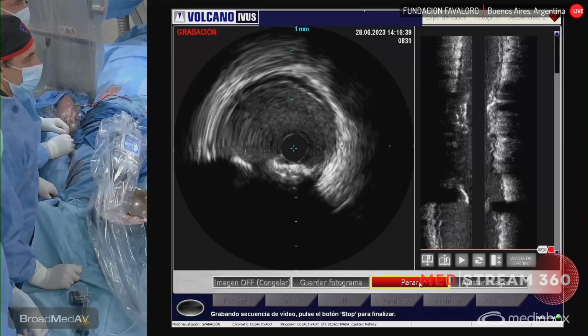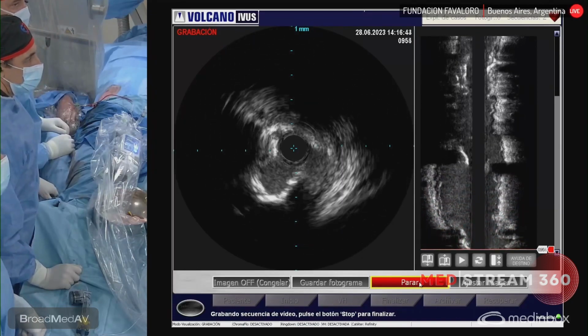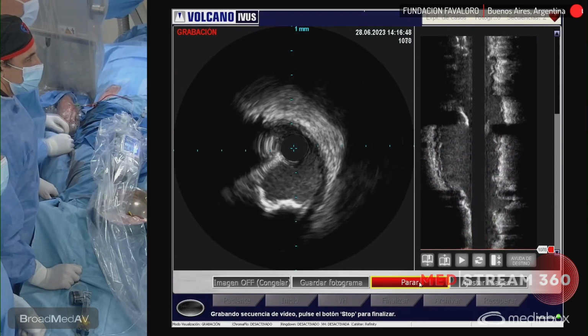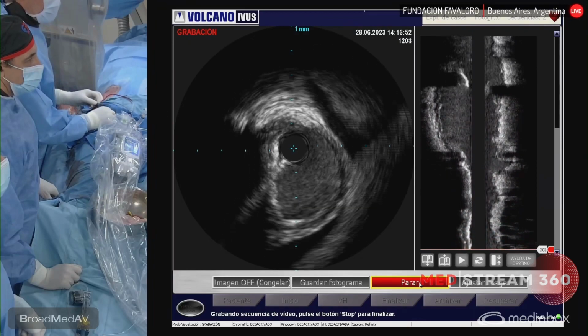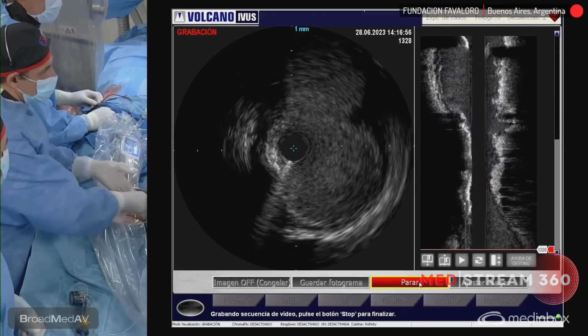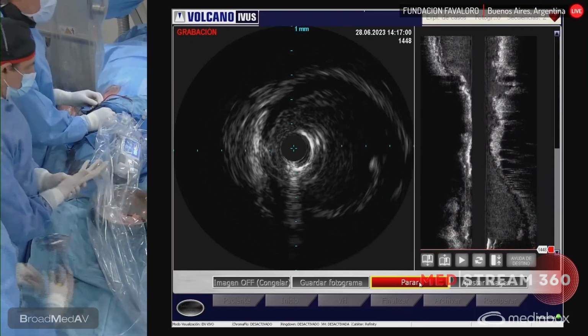And this is the proximal LAD. The proximal LAD was also the tightest stenosis there. Calcified. Yes. Okay. We have a very calcified lesion. And then this is the left main and the ostium, with a mild stenosis.